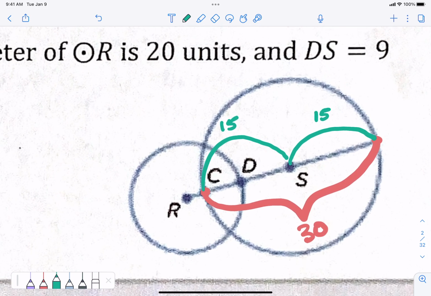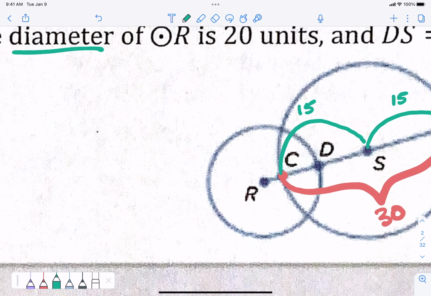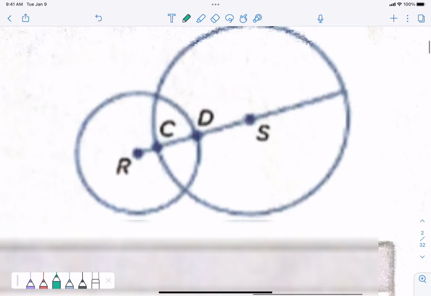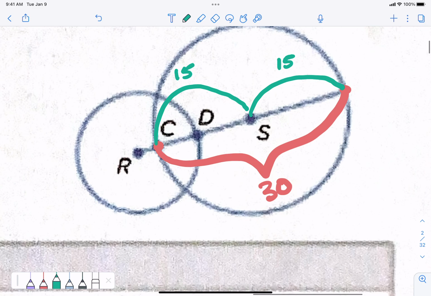Now they give me another piece of information, and they say the diameter of circle R is 20. Diameter goes from end to end, so this whole thing is 20, right? But they don't even have the whole diameter of circle R labeled. They only have this little chunk right here. What is it from R to D then? 10. That would be 10, okay?